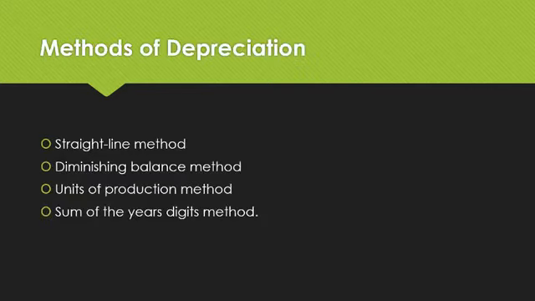Okay, we have four methods in depreciating the tangible asset, or the property, plant, and equipment: straight line method, diminishing balance, units of production, and sum of the year's digits.